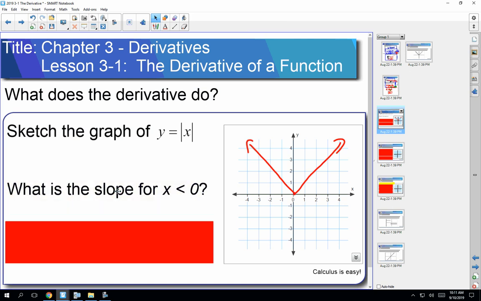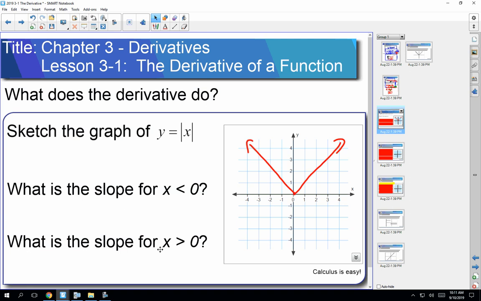What is the slope for x less than 0? Negative 1. So what would the derivative be for x less than 0 of this function? Negative 1. It's just the slope of the tangent line. What would it be for x greater than 0? 1. Notice I didn't ask what is the slope for x equal to 0.